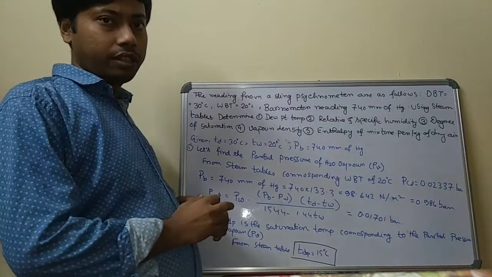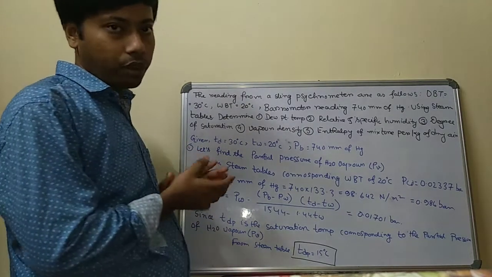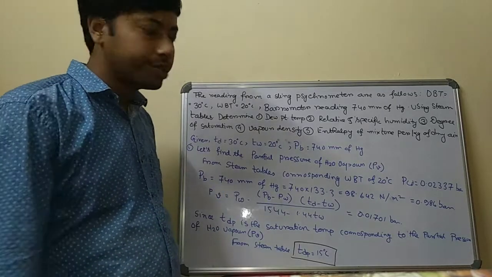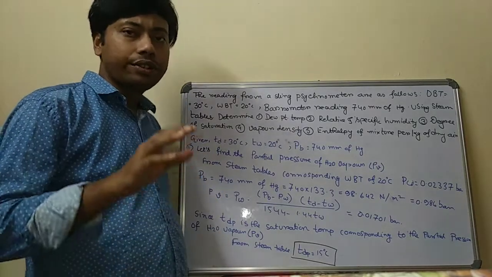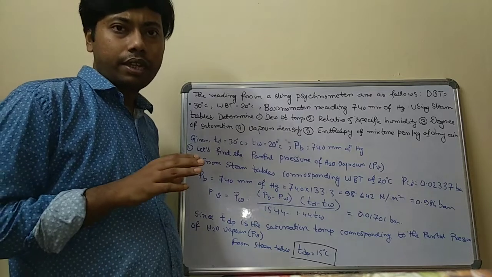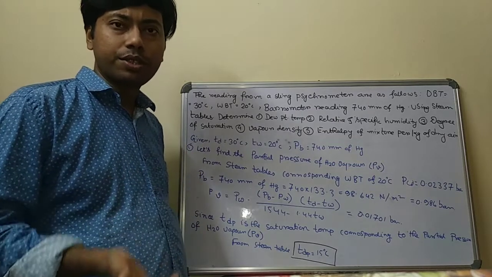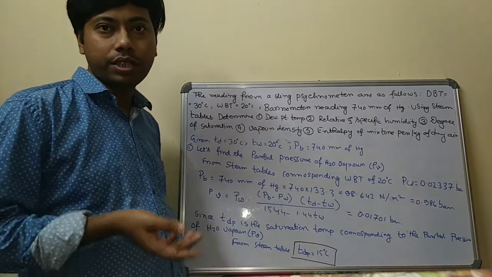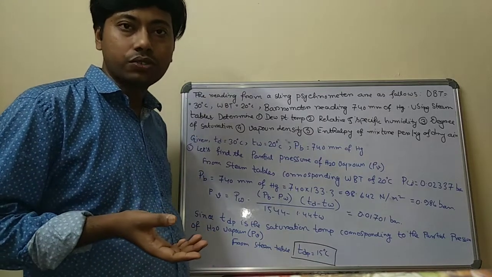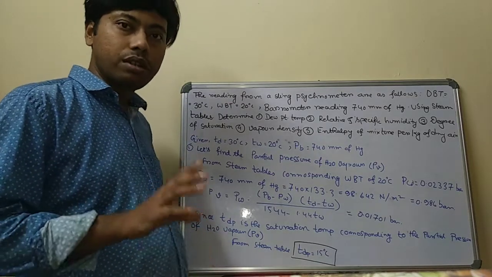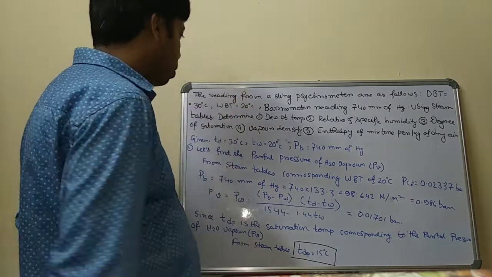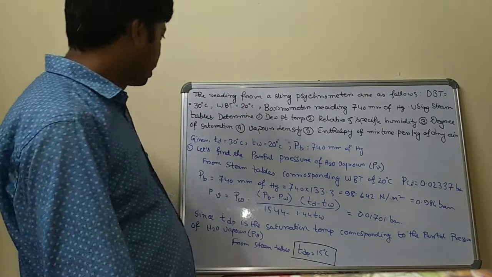Welcome back, students. Today we'll take a numerical example on psychrometric relations. In the previous lecture video we already discussed psychrometric relations like relative humidity, specific humidity, degree of saturation, and the enthalpy of moist air. All these topics are already covered. Now today we'll discuss this type of numerical.